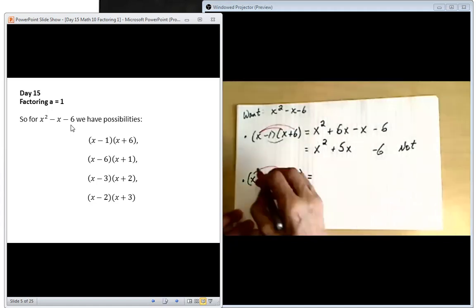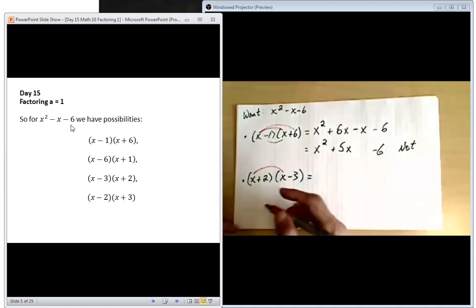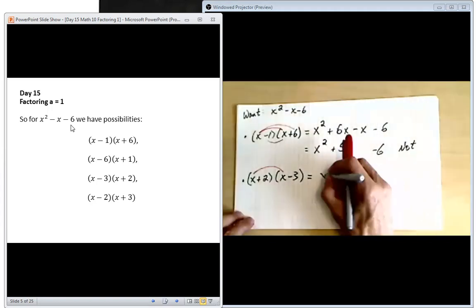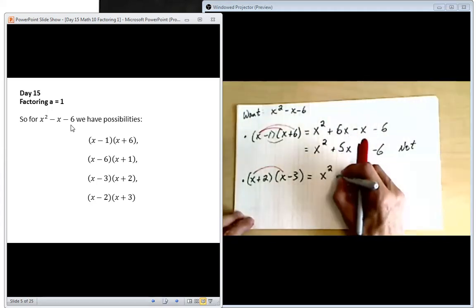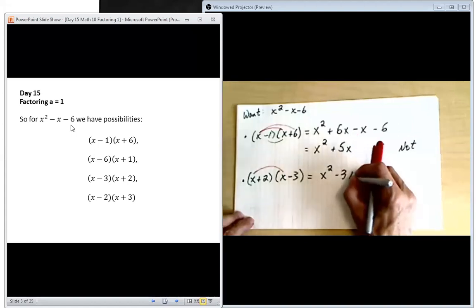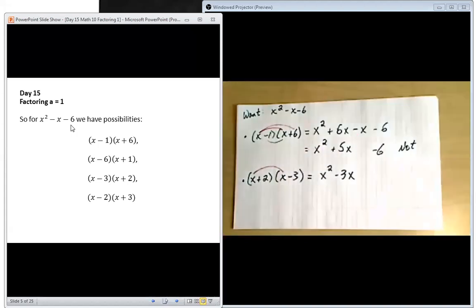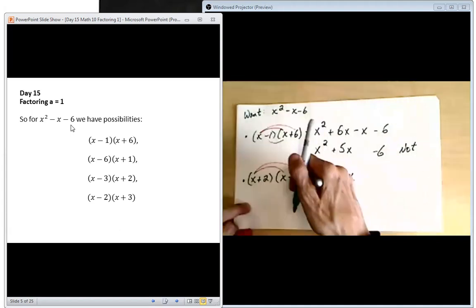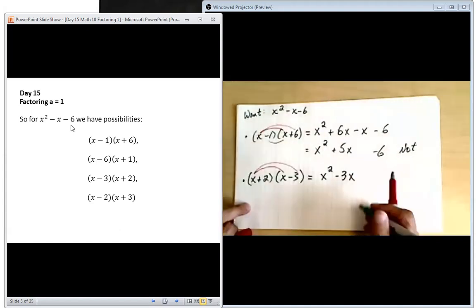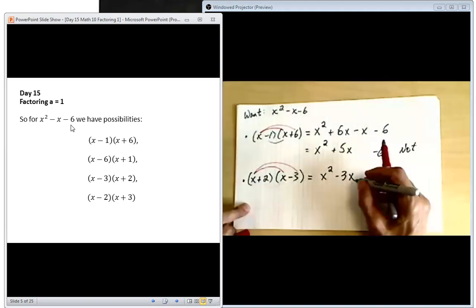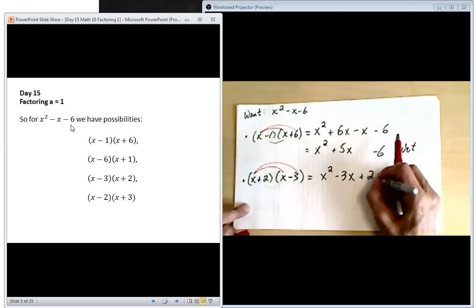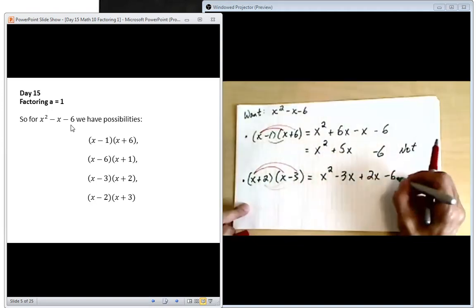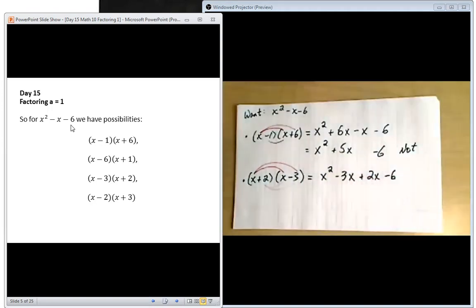What's next? Oh, I guess I'll write it down instead of just talking. Class says minus 3x a couple of times, and that's true. It's true and correct. Just let me get caught up there. That's for the minus 3x. Then we've got that going there. Plus 2x and minus 6 like that. Beauty.